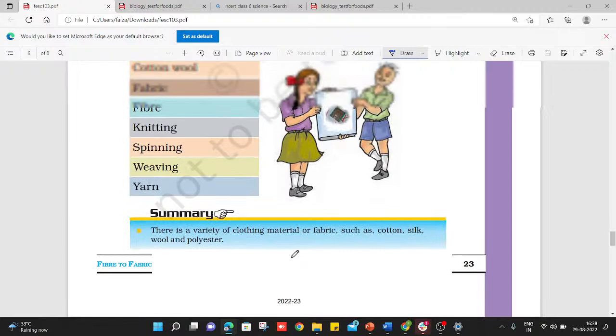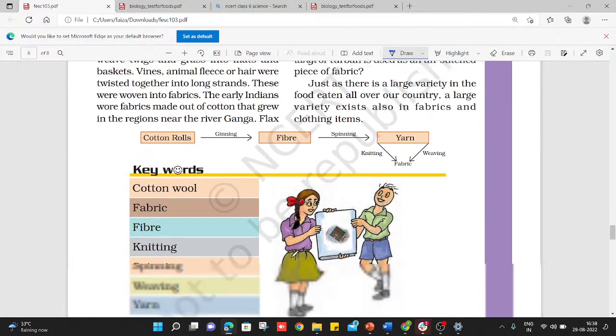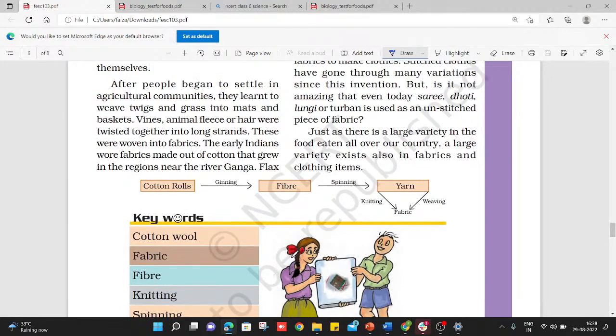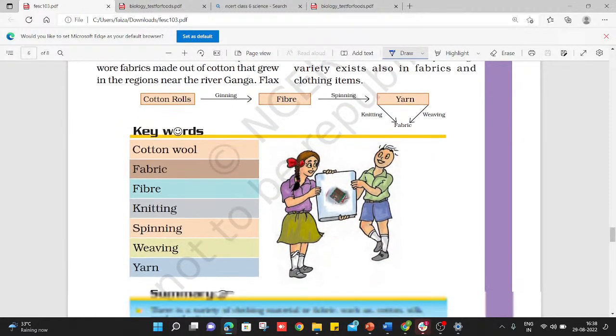Okay, now I can see this was the last thing. So I think we have completed this topic today. Let's see what we have. Keywords. The keywords that we have are cotton, wool, fabric, fiber, knitting, spinning, weaving, yarn, and I think ginning was there also. You have to keep these keywords in your mind.